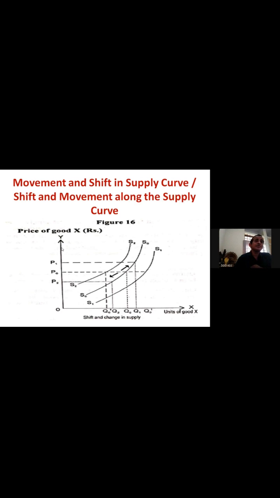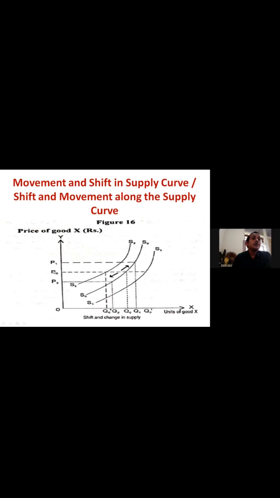Now first we'll start with the y-axis. The y-axis represents the price of good X. Then the x-axis represents the units of goods. Units of goods means quantity of goods. And that will show shift and change in supply also. How shift and change in the supply is happening, that also we will study from these.